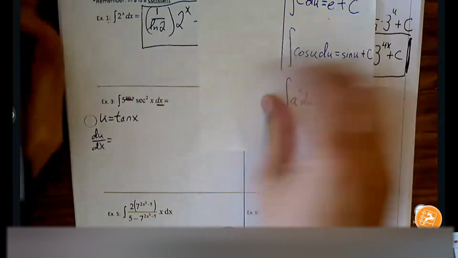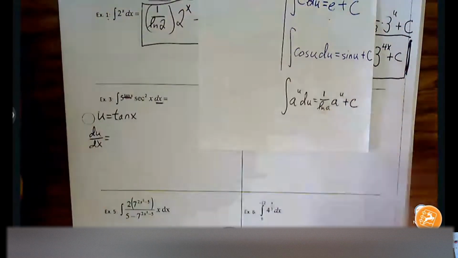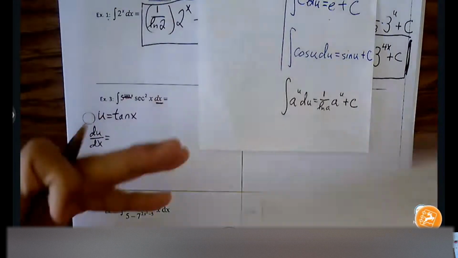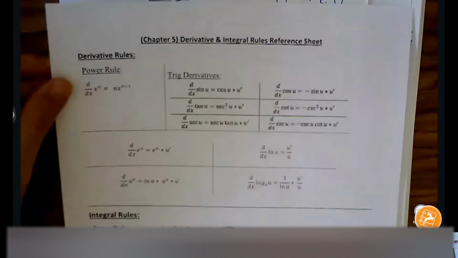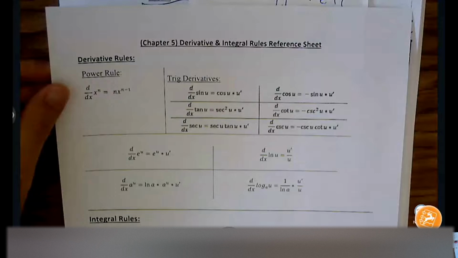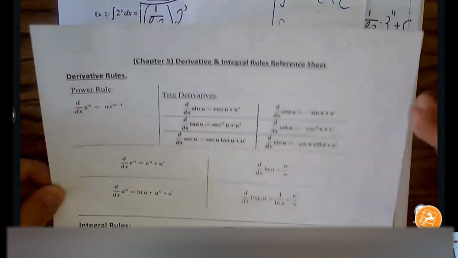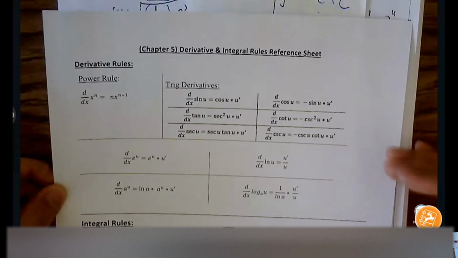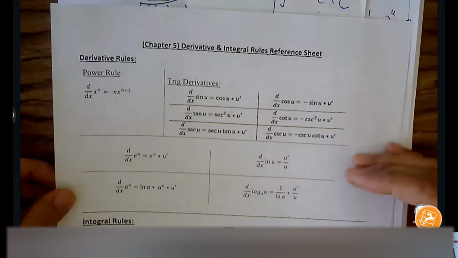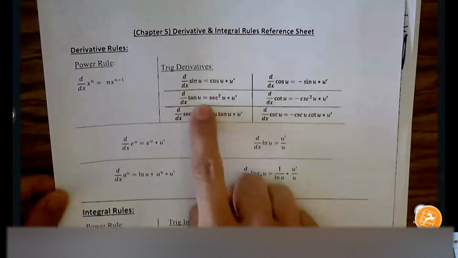So our derivative for tangent is secant squared. I have a formula sheet that's available under today's link, so feel free to print that out. I'll also include this on your quiz and test. I'll attach it to the back of your test and quiz. So derivative of tangent is secant squared.